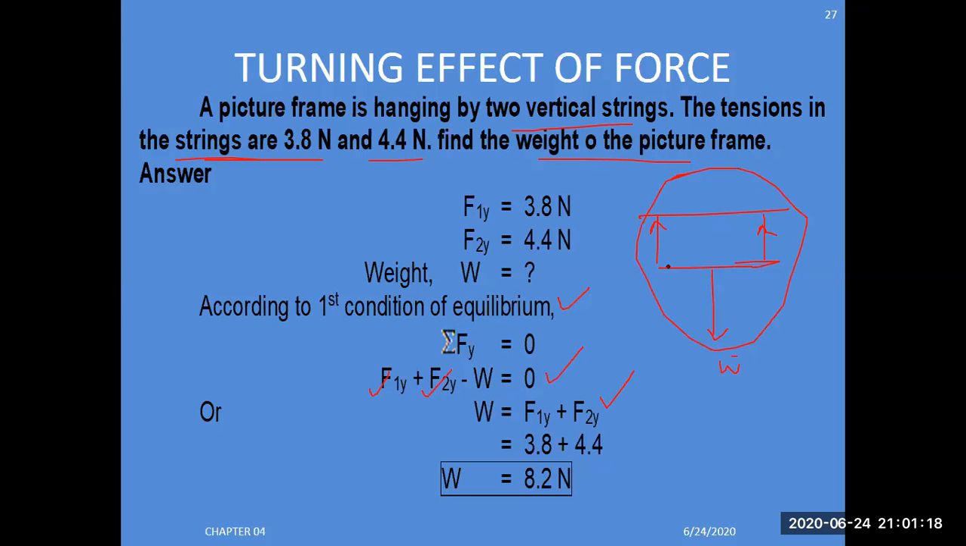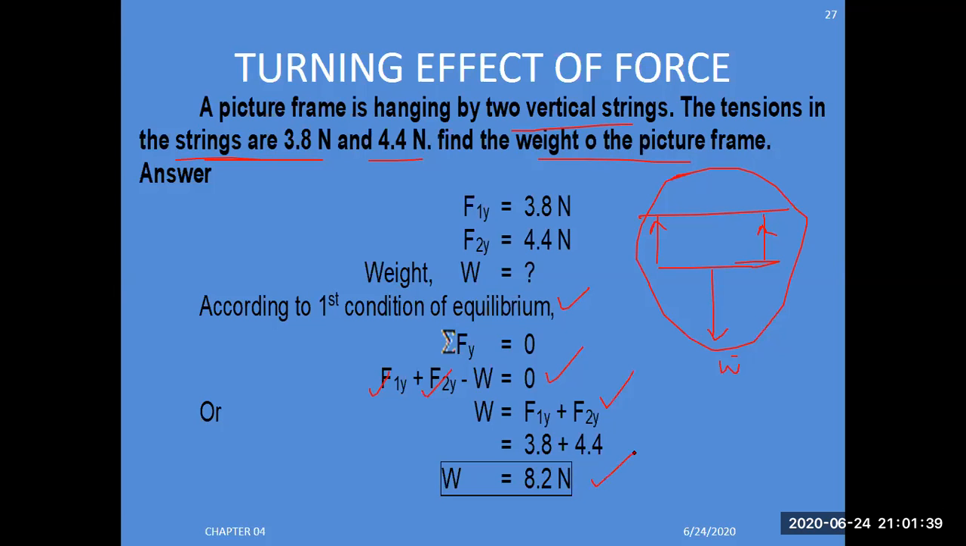it clearly shows that whatsoever the amount of tension is acting in upward direction, the same amount of weight will be acting in downward direction. So after putting the values, we are getting weight is equal to 8.2 Newton. So this is your answer. The same amount of the tension, adding these two, is acting in upper direction. So that's why it is in the state of rest.